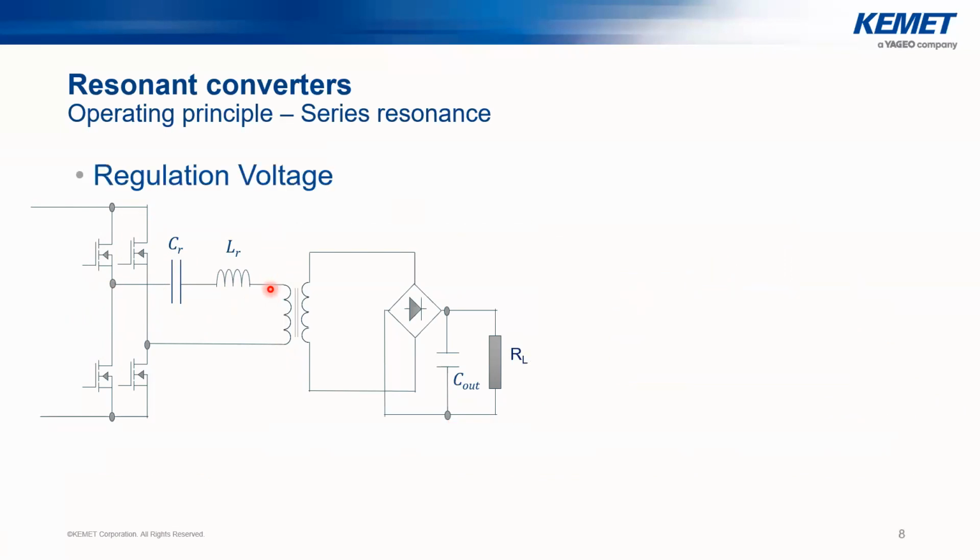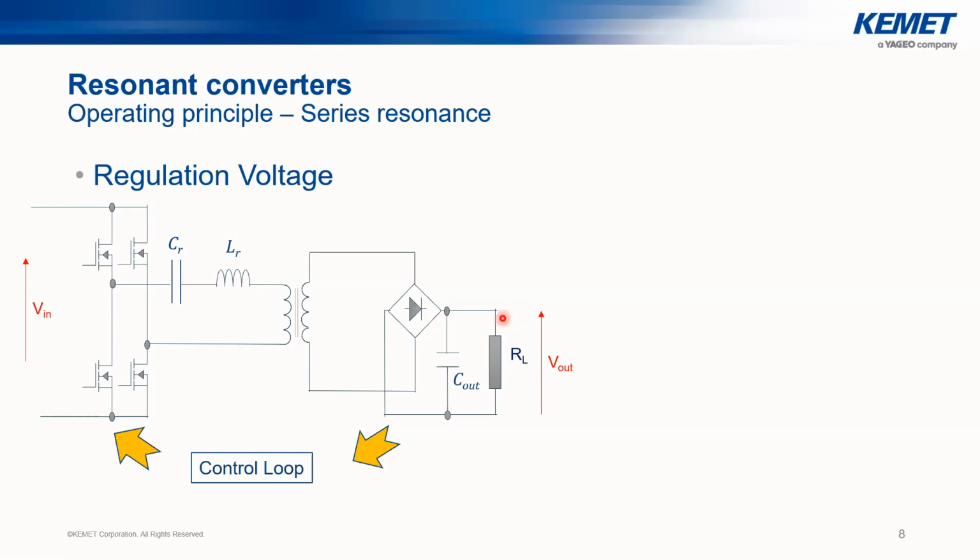One important point to worry about, mainly from the designer's point of view, is the regulation voltage. What happens if the input voltage or the output load is fluctuating? Here, what needs to be done is to have a control loop to switch these devices at different frequencies to impact the resonant circuit load, and then the output load, and to get a very stable voltage output.